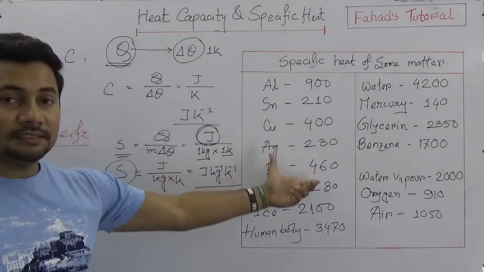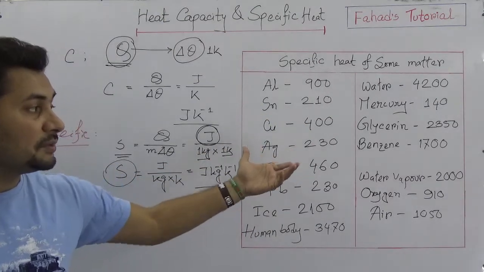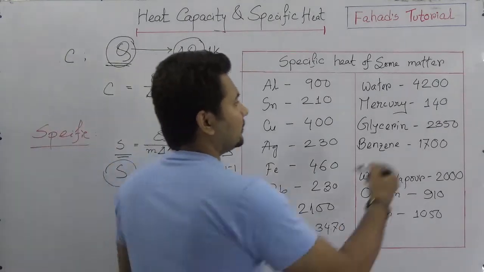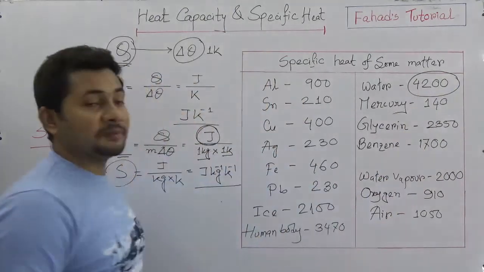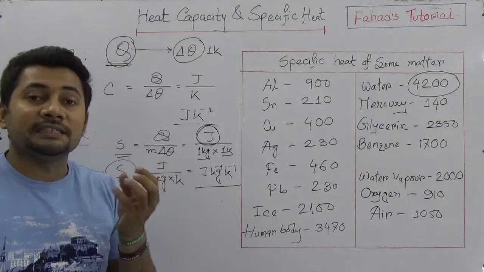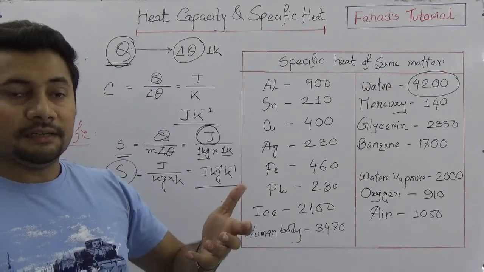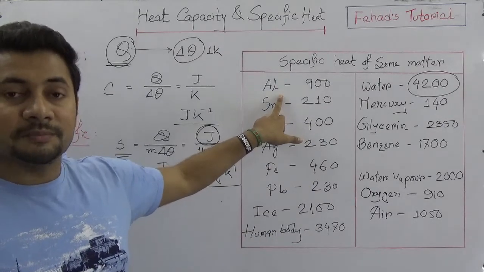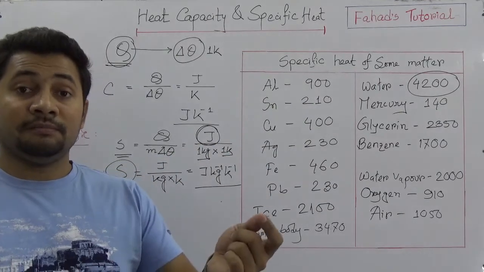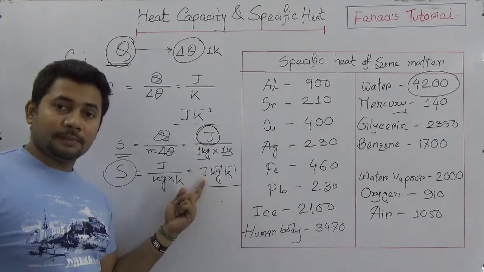And this is some list. Among this list we can see simply that water has the highest specific heat. So what does this data tell us? If I say the specific heat of aluminium is 900 kilojoule per kilogram per Kelvin, this is very important.